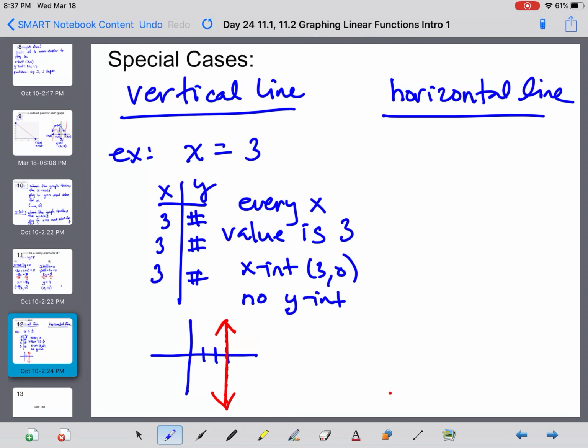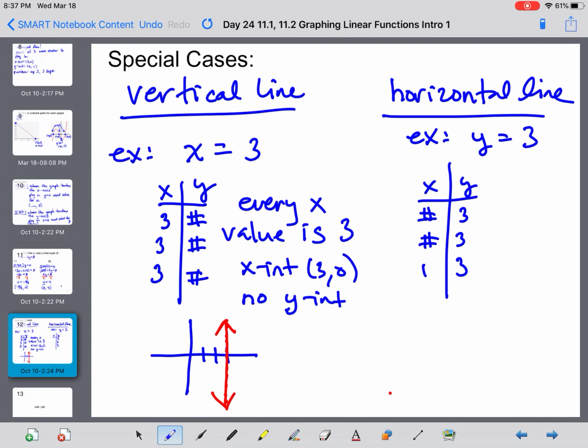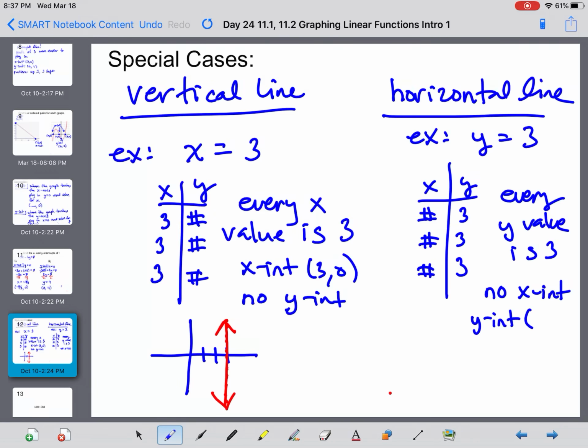Now, its counterpart, the horizontal line, is going to be something, for example, like y equals, let's get creative here and say 3. What this means is every single y value is going to be 3, and then x is going to be an arbitrary value. Okay? Over here, we're going to have every y value is 3. So this would have no x-intercept, and it would have a y-intercept at the point 0, 3.